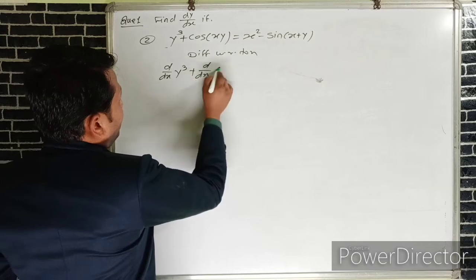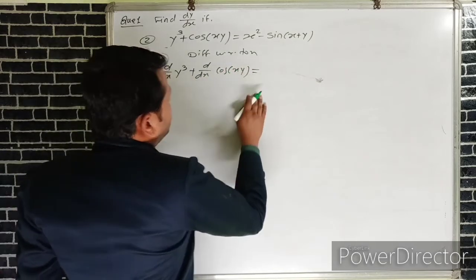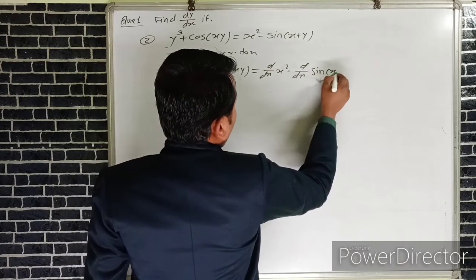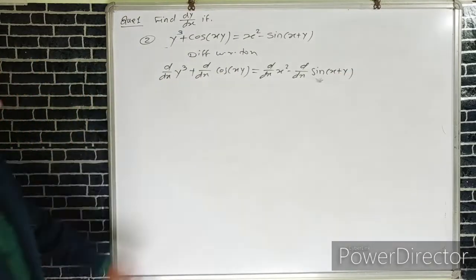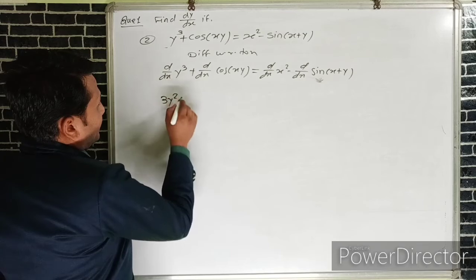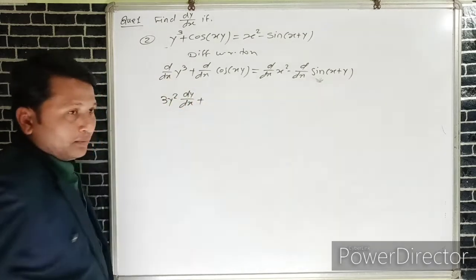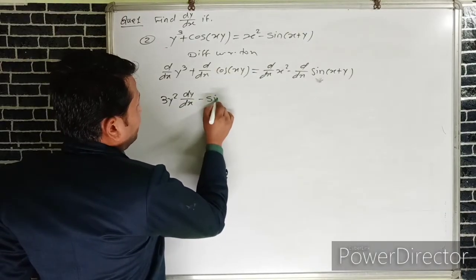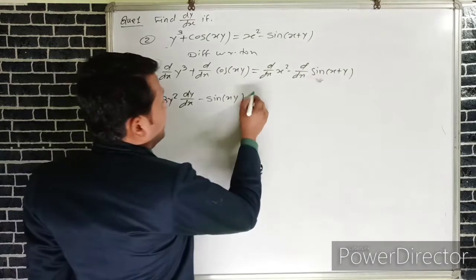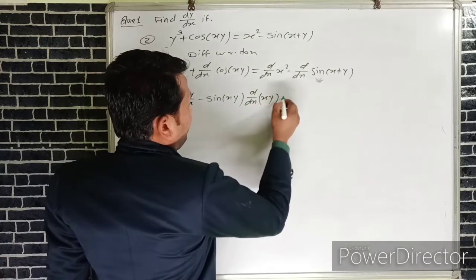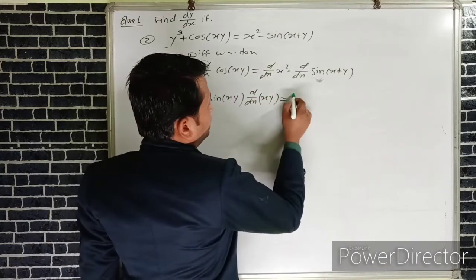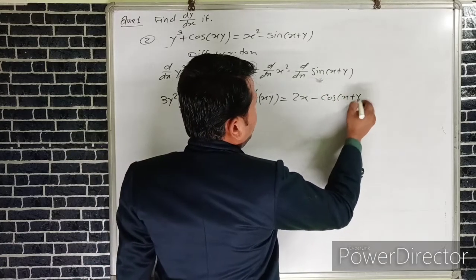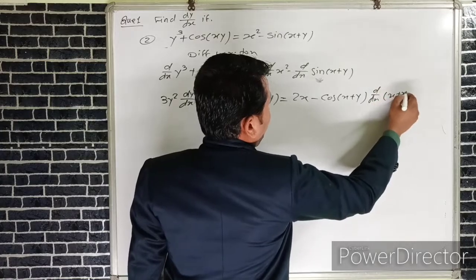Again, separately the derivative of cos of xy is equal to the derivative of x square minus the derivative of sin of x plus y. Here the derivative of y cube is 3y square, and we take again a derivative of y, which is dy by dx, plus the derivative of cos of xy. Derivative of cos is minus sin, hence we can write minus sin of xy, and we take again a derivative of x into y, is equal to the derivative of x square with respect to x, which is again 2x, minus the derivative of sin, which is cos of x plus y, and we take again a derivative of x plus y.